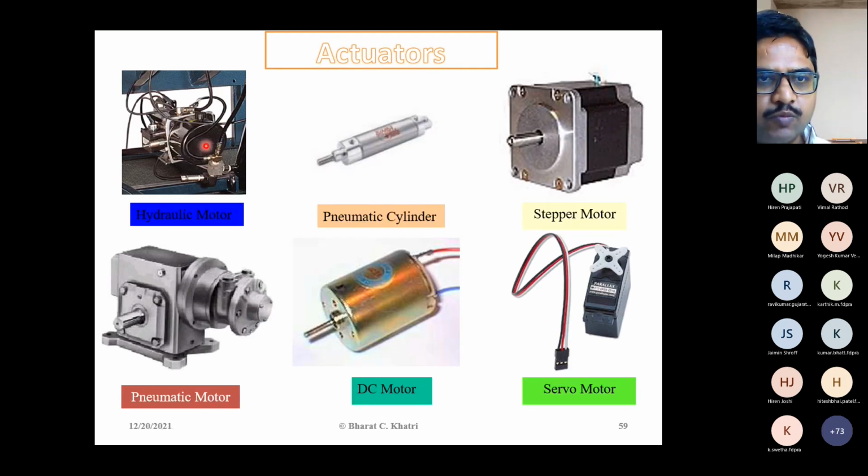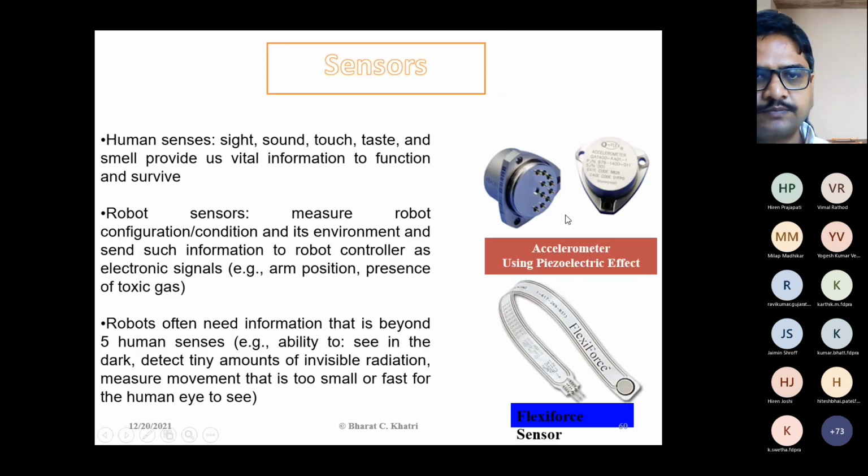The actuator photos: hydraulic motors. This is a pneumatic cylinder. This is a pneumatic cylinder. Some electrical motors are shown: stepper motor, DC motor, and servo motors that are used for robots.